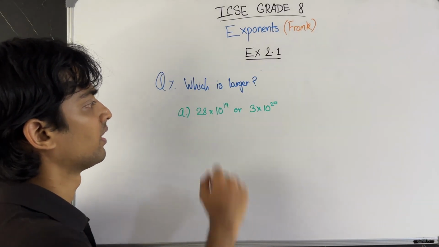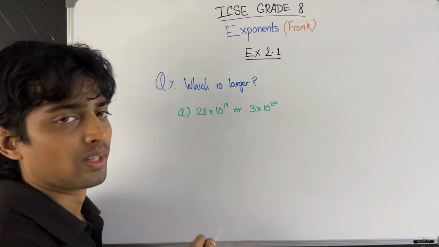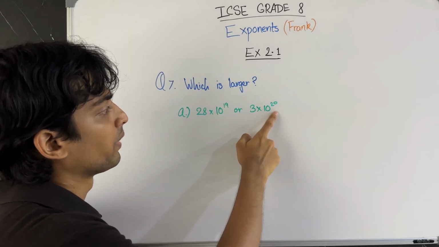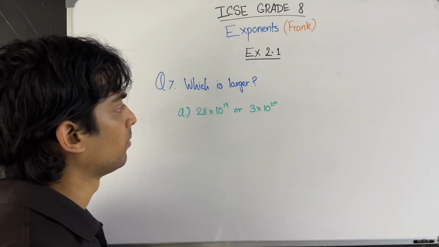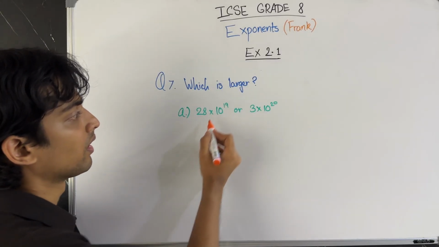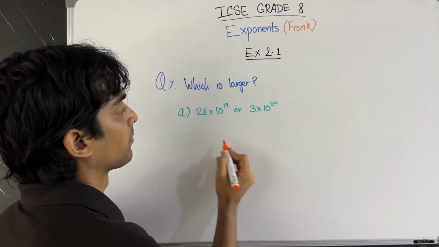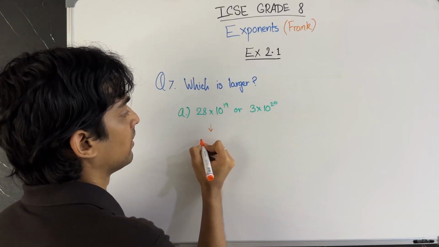Question 7, which is larger? So this is 10 raised to 19, 10 raised to 20. So solving them directly will take a lot of time. So what we can do, we can get 10 raised to 19 over here. So this will be the same.